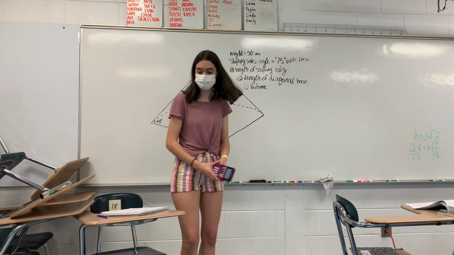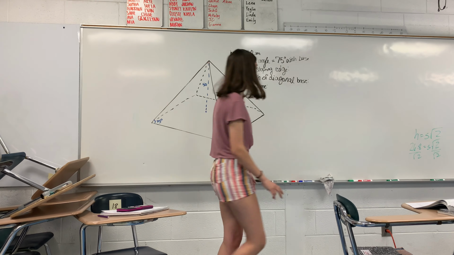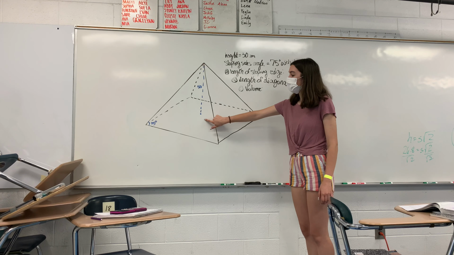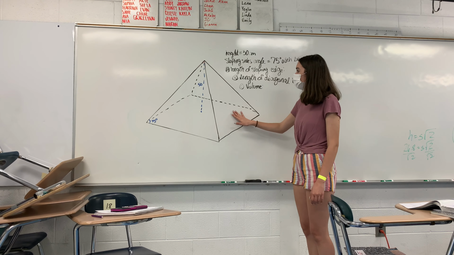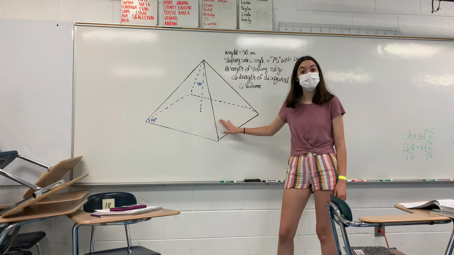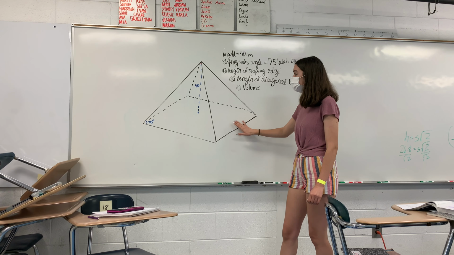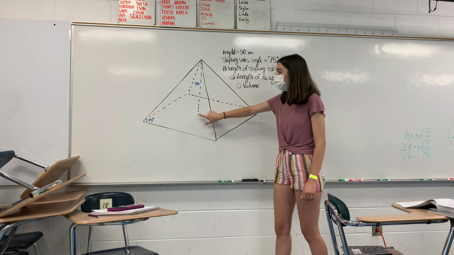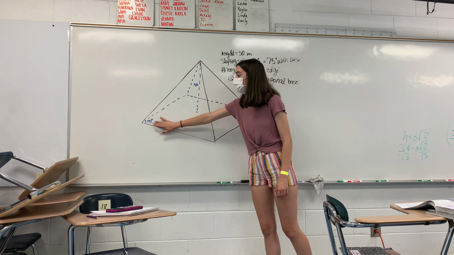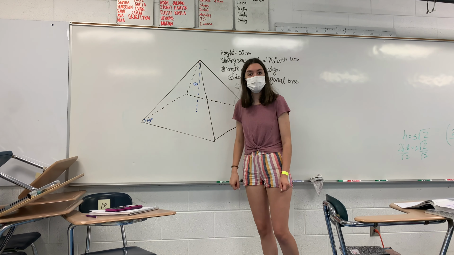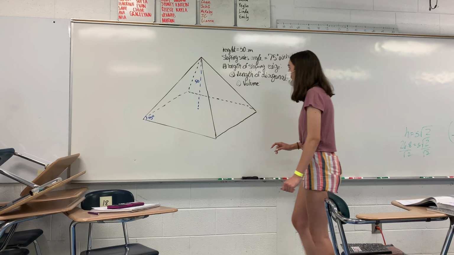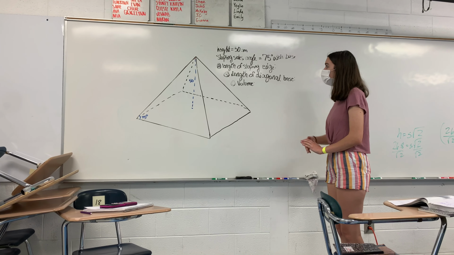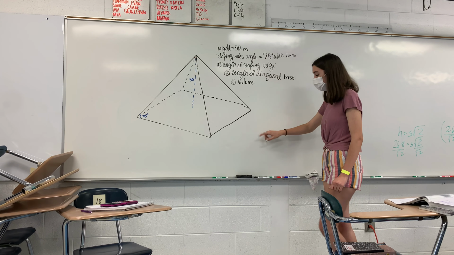To start off with, I've already written most of the information we need. I have filled in our diagram of the square-based pyramid, with the height of 50 from the center of the base and the sloping angle with the base of 75 degrees. The first part, part A, is to find the length of the sloping edge.